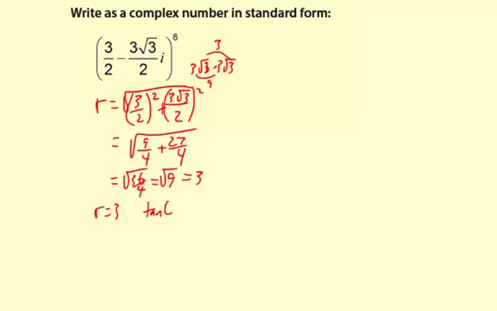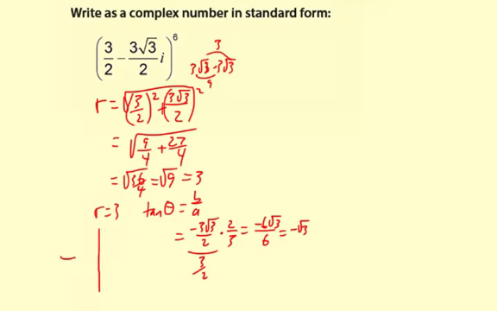Now tangent of theta equals b over a. In this case we have negative 3 square roots of 3 over 2, divided by 3/2. So I'm going to flip the second fraction and multiply to get times 2/3 instead. And so that's going to be equal to negative 6 square roots of 3 over 6, which simplifies to the negative square root of 3. Okay, now let's figure out the reference angle and go from there.